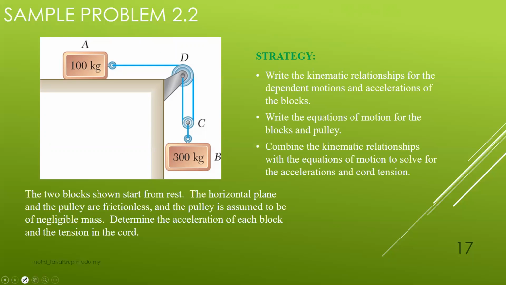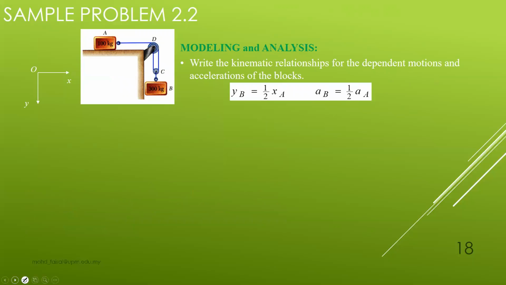Okay, and then combine the kinetics relationship with the equation of motion to solve for the acceleration and cord tension. This is your reference axis. Don't forget to write this one first. Then, as you know, the kinematic relationship is YB equals half XA.